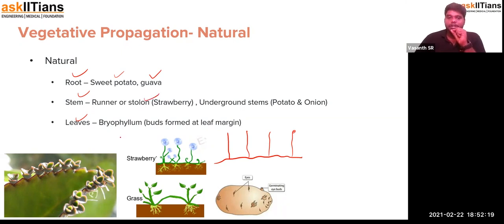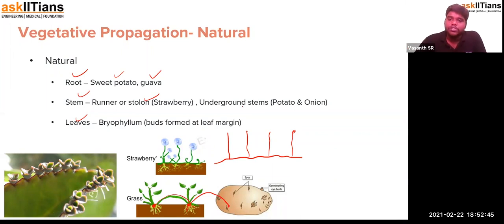After that comes the runner. An example of a runner would be grass. How does it happen? Let's say we have a grass plant here, and this grass plant will have a shoot that goes above the ground. When it gets in contact with the soil again, it develops roots, and then another stem reaches another place. That's how it happens. So that is a runner and the stolon.